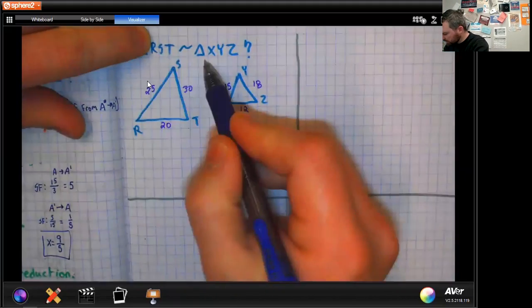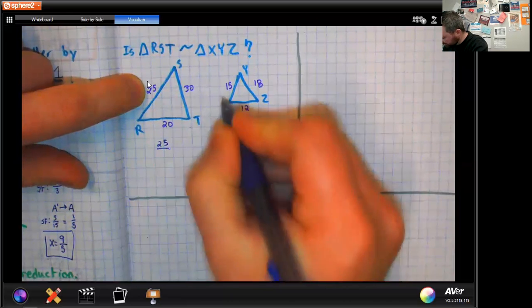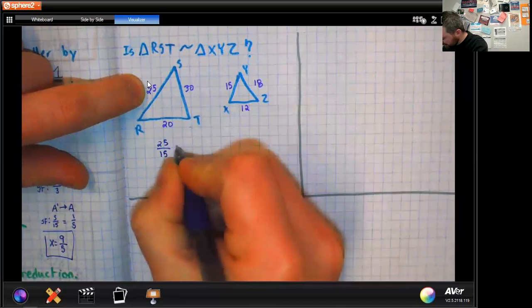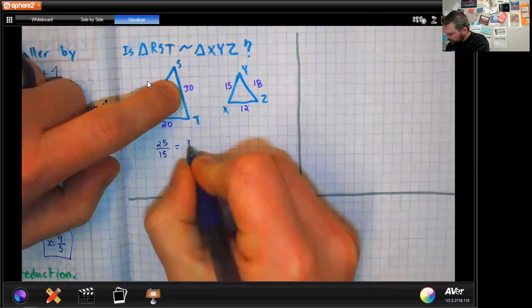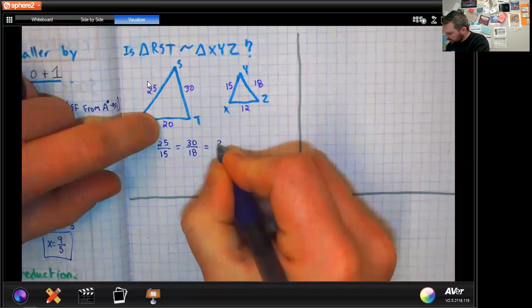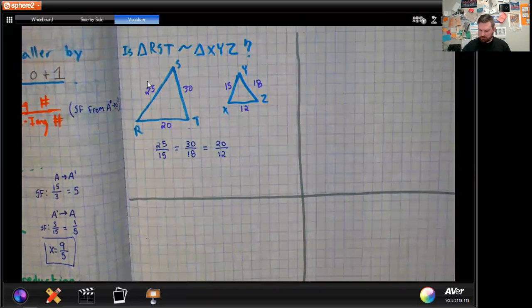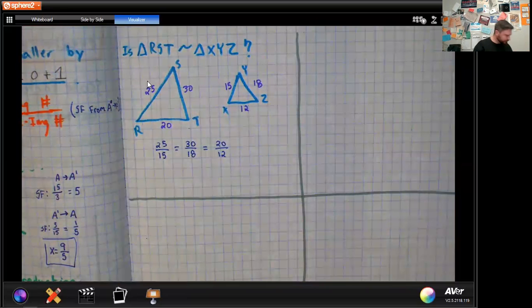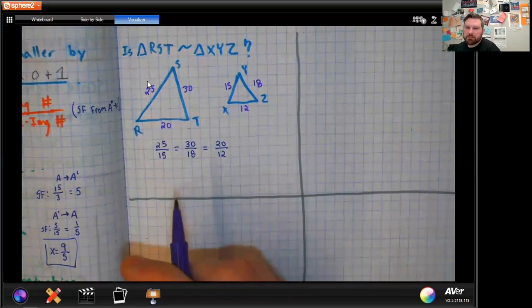So we need to look at the corresponding sides. So RS corresponds with XY. So you got 25 over 15. And that has to be the same as your next one. So we'll go 30 over 18. And that has to be the same as 20 over 12. Now, though they don't look the same, we need to reduce these fractions to see if they're actually the same. And we want to reduce them as low as we can.